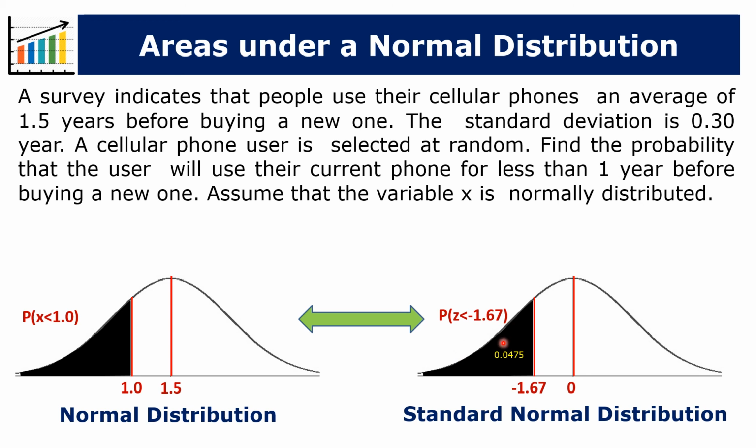So, ano ibig sabihin yan? If the area to the left of negative 1.67 is 0.0475, the area to the left of 1.0 is also 0.0475. And anong sinasabi nito? The probability that the user will use their current phone for less than 1 year is 4.75%. So, 4.75% is the probability that the user will use their current phone for less than 1 year. So, that's how you convert a normal distribution into a standard normal distribution.